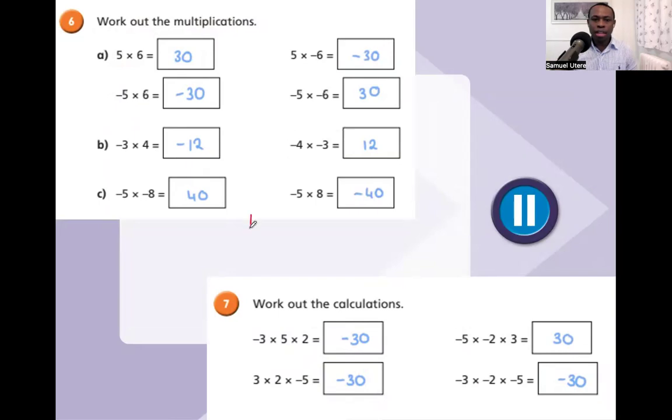So do not forget, this is what we've learned so far. That's positive. That's negative. That's negative. That's positive.